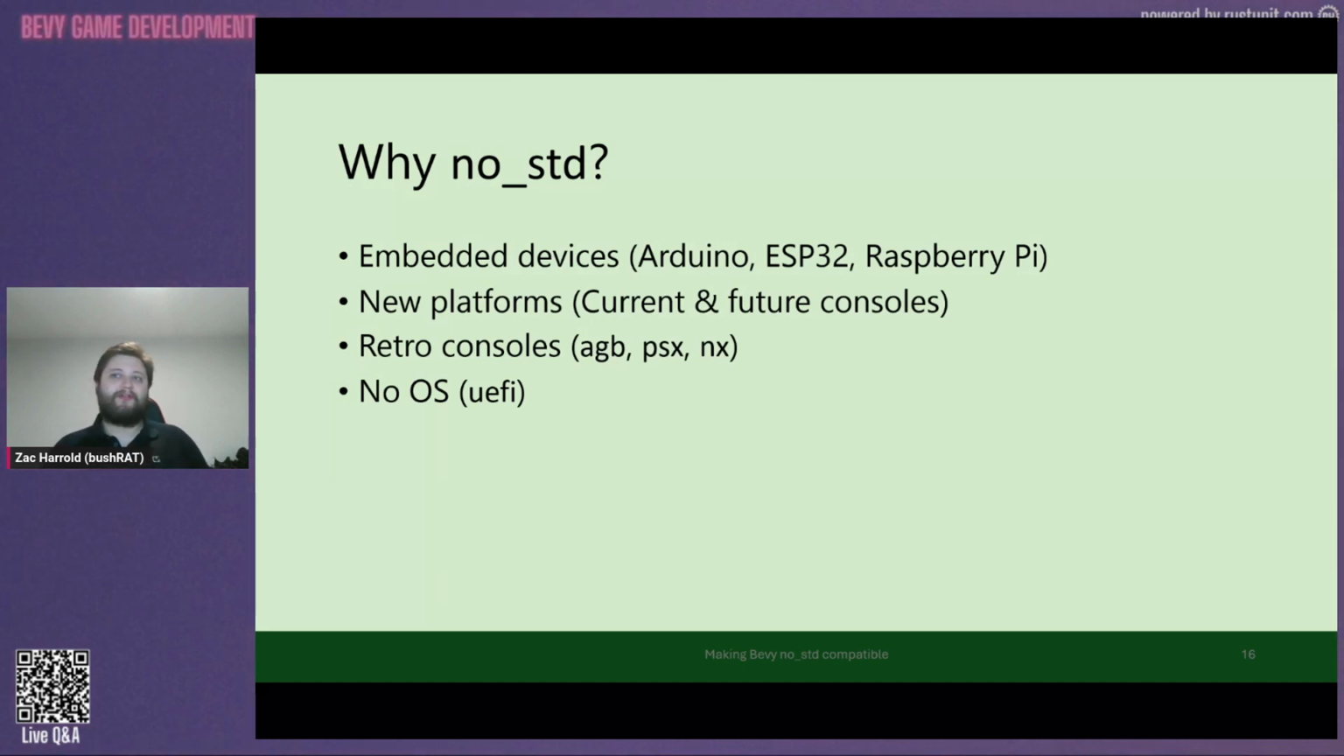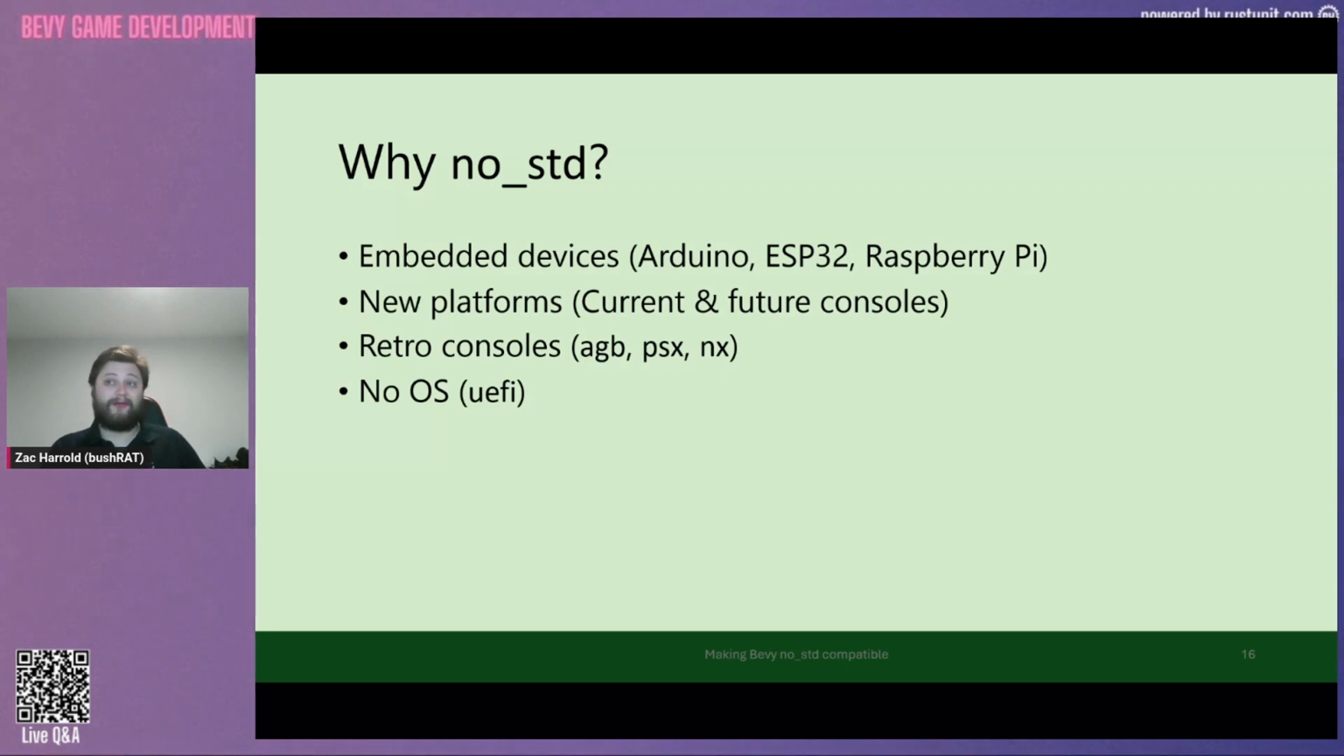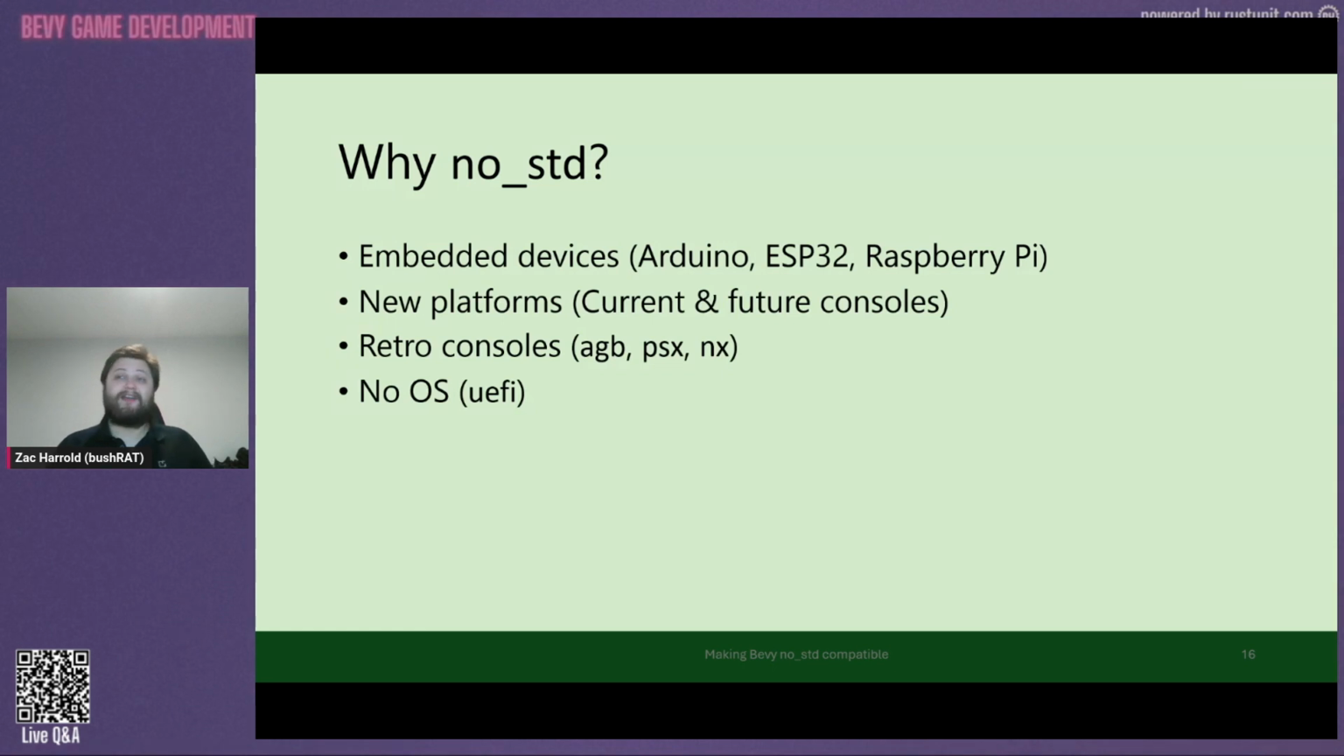But those aren't actually the reason why I personally have started pursuing this initiative. The reason why I started pursuing this initiative is I had recently discovered that there are crates on crates.io for working with retro consoles. So if you look up crates.io right now, there's a crate called AGB, and that allows for compiling games for the Game Boy Advance. Not the Nintendo DS, not the Nintendo Switch, the Game Boy Advance.